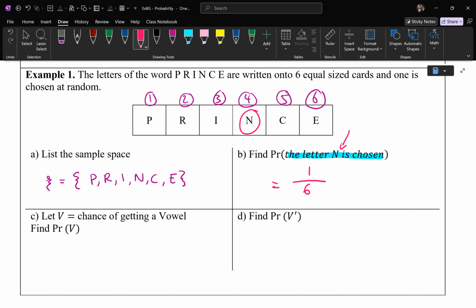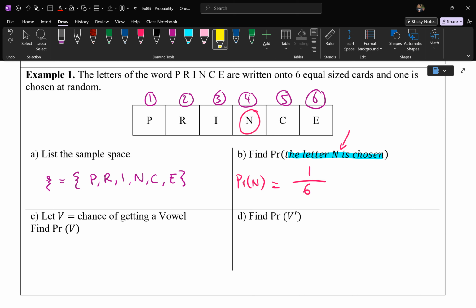But I don't want you to just write equals 1 out of 6. I want you to get practicing to use the notation. So you would do Pr of N equals 1 over 6. That's what I want to see in your exercise books. I don't just want to see 1, 6. I want to see that Pr notation. Let's try the next one.